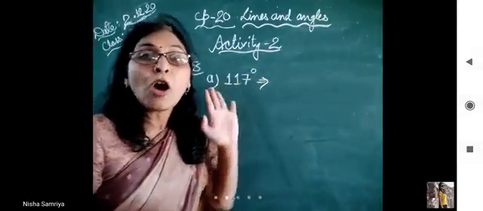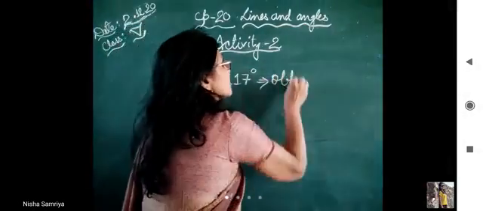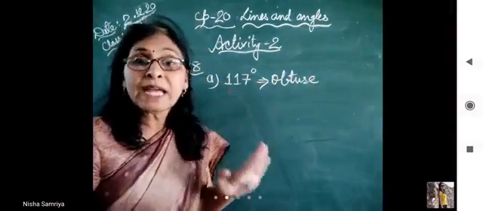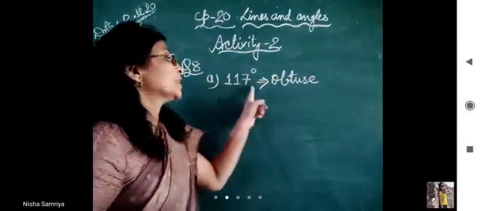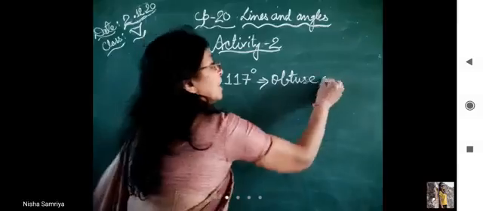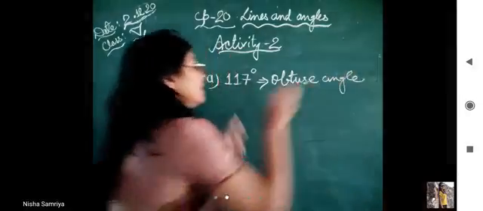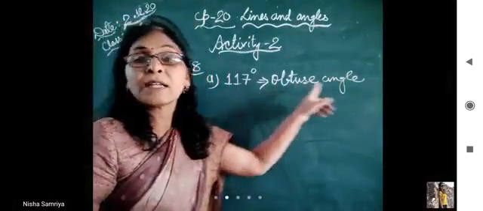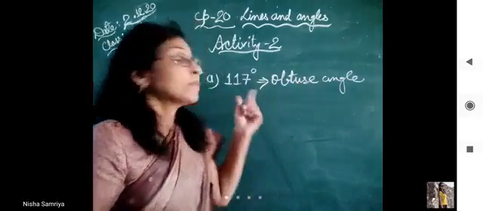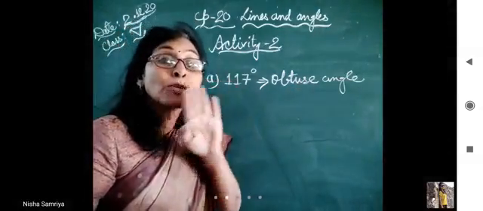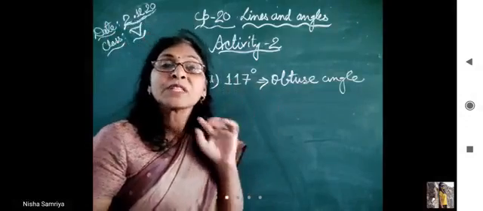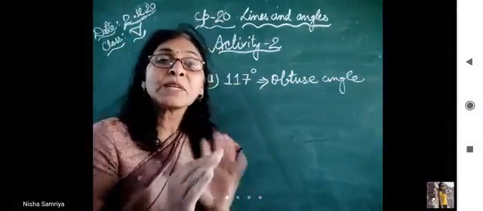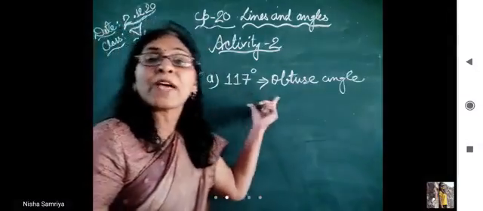This is an obtuse angle because this measurement is greater than 90 degree but less than 180 degree, so it is an obtuse angle. We write here obtuse angle. When this type of question comes, you can give the answer in this way. Classify means only you classify, not to draw. Sometimes the students draw an angle, that is wrong. Classify means only you classify which type of angle this is.